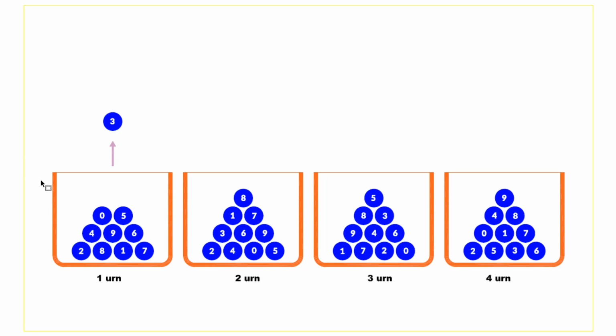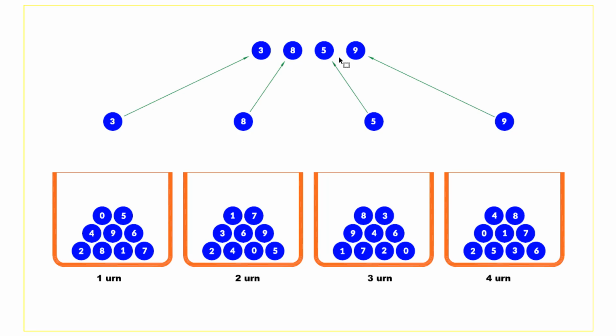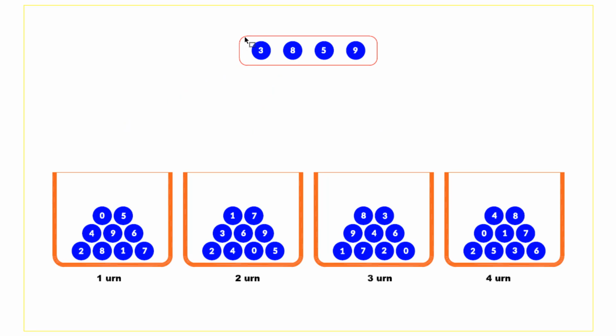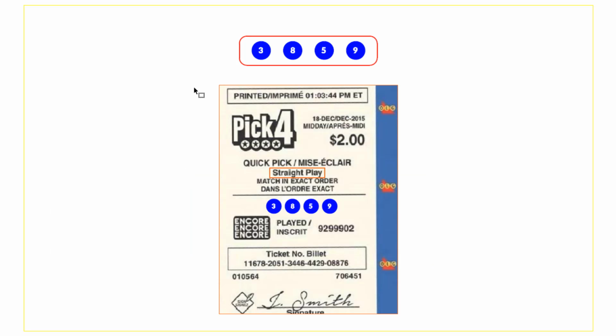Let's assume we have withdrawn ball number 3 from the first urn, and then ball number 8 from the second, and number 5 from the third, and number 9 from the fourth. Now these 4 balls are going to form a sequence of 4 numbers, and these 4 numbers are going to be a ticket number. So all these balls are losing balls now, and these are the winning one, and this is how the ticket looks like.